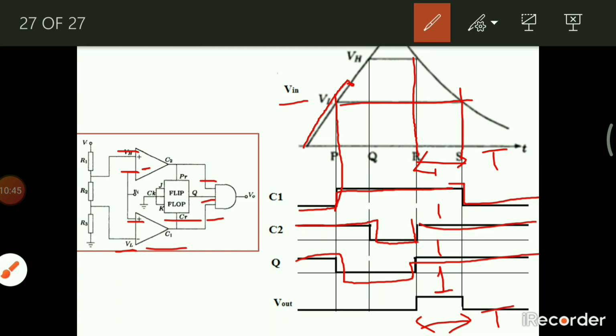So this is about finding out the time interval between two events by using voltage levels.